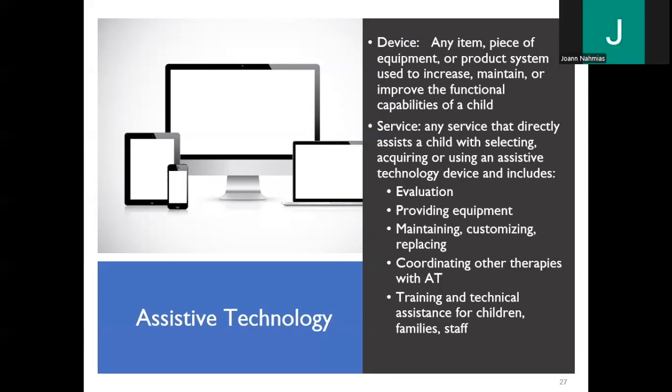Second, the IEP must also consider assistive technology services. A service includes any support that directly helps a child select, acquire, or use an assistive technology device. That includes evaluating the child's needs, providing the equipment, maintaining or customizing the device and replacing it if necessary. It can also involve coordinating assistive technology with other therapies and providing training and technical assistance for the child, family members, and school staff. Assistive technology is not just about the device, it's also about the support and services needed to ensure that the technology is used effectively.